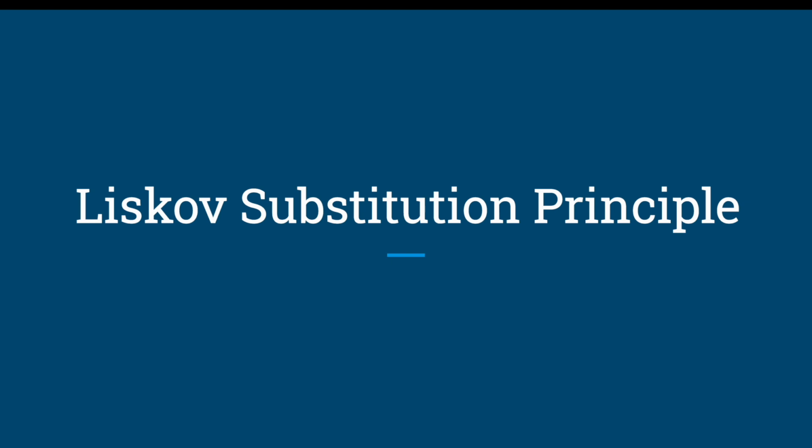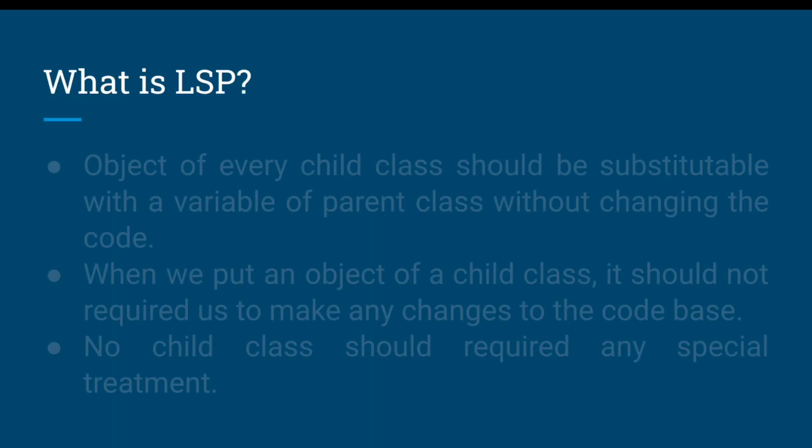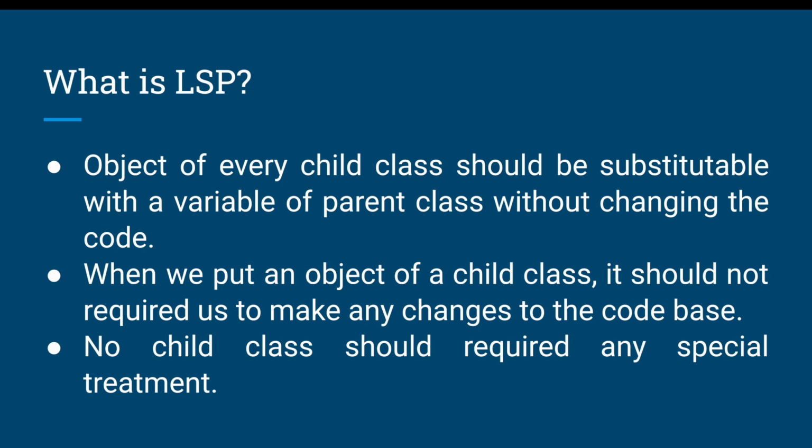The definition is very easy. It says that an object of every child class should be substitutable for a variable of the parent class without changing the code. When we put in an object of a child class, it should not require us to make any changes to the code base, and no child class should require any special treatment. Let's understand each point on a whiteboard with a beautiful example.